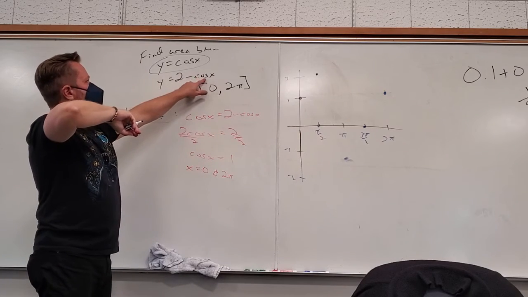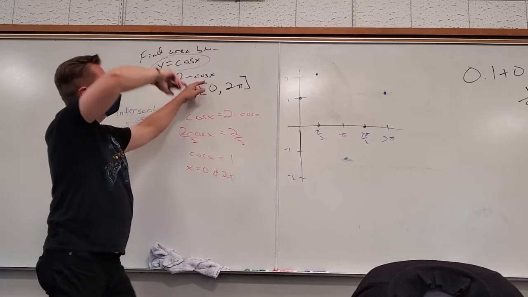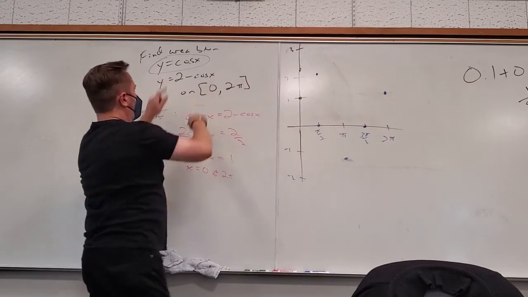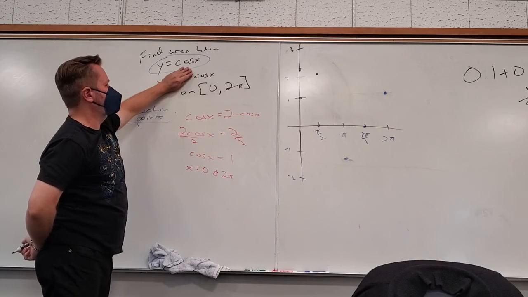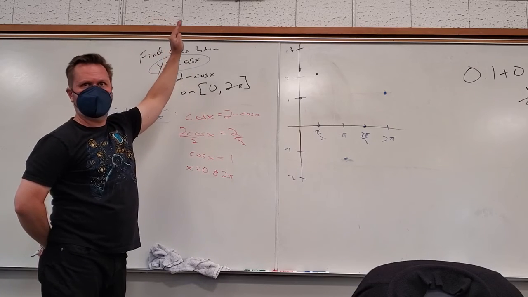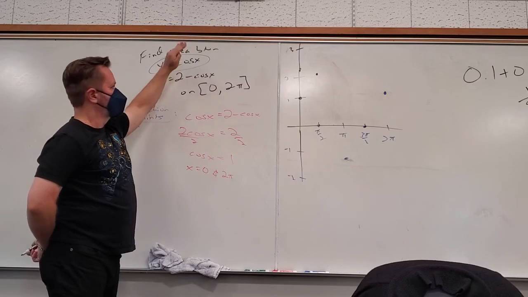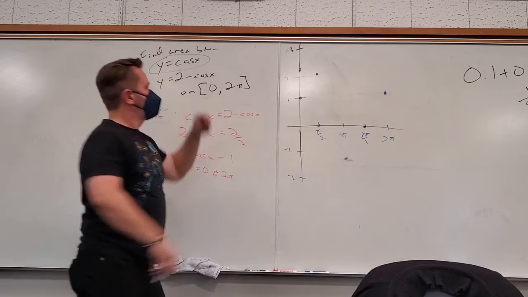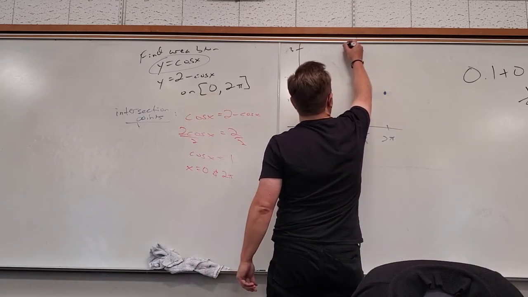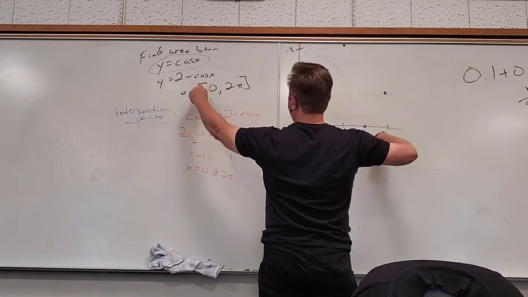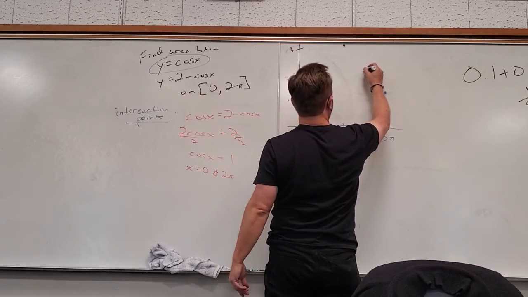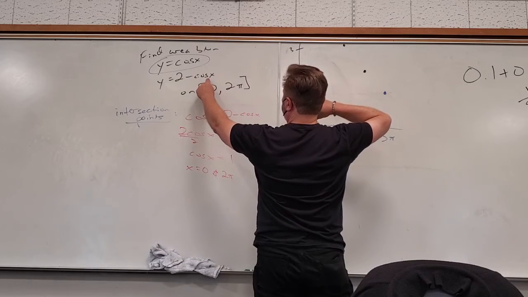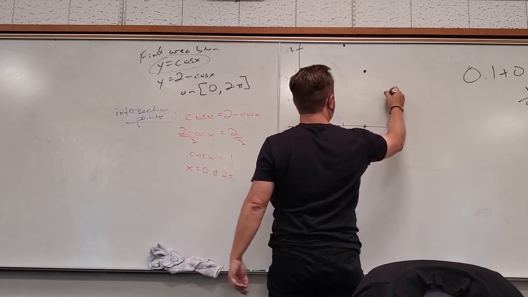When I put a pi in, what's cosine? So at pi, cosine is -1, so 2 minus -1 is 3. Is that cool? At 3 pi over 2, cosine is 0, so I get 2 again. And then at 2 pi, cosine is 1, so 2 minus 1 is 1. So they meet where they're supposed to.